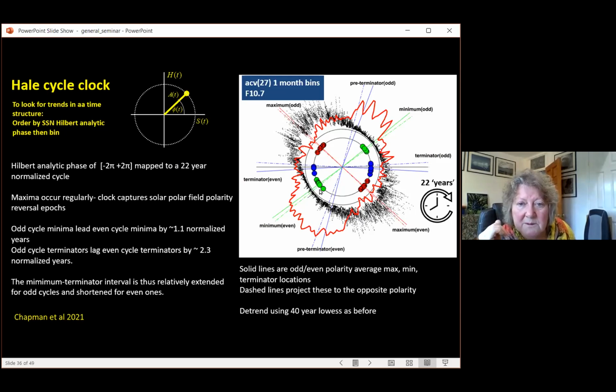The minima, there's a bit of a difference, and the terminator, there's a bit of a difference. So there's a Hale cycle difference in when these things turn up, although it's quite small. We haven't got many to count, so that's why I haven't made too big a deal about it.